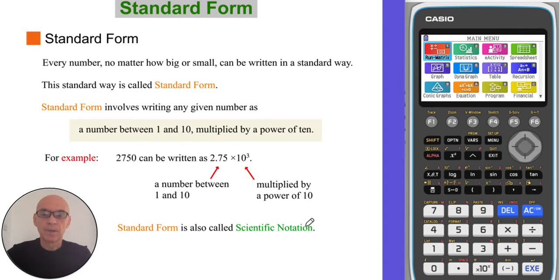Standard form involves writing any number as a number between 1 and 10, multiplied by a power of 10. So for example, 2,750 can be written as 2.75, that's the number between 1 and 10, multiplied by 10 to the power of 3, that's the power of 10.